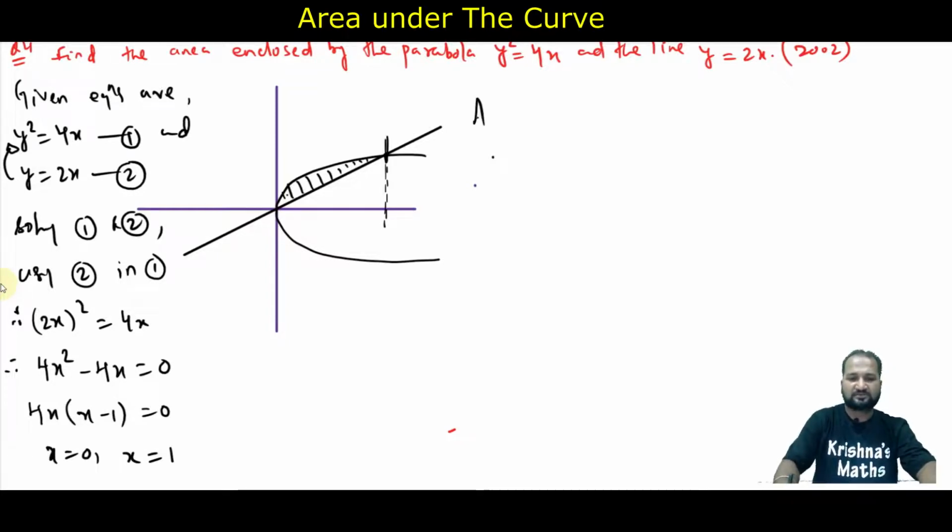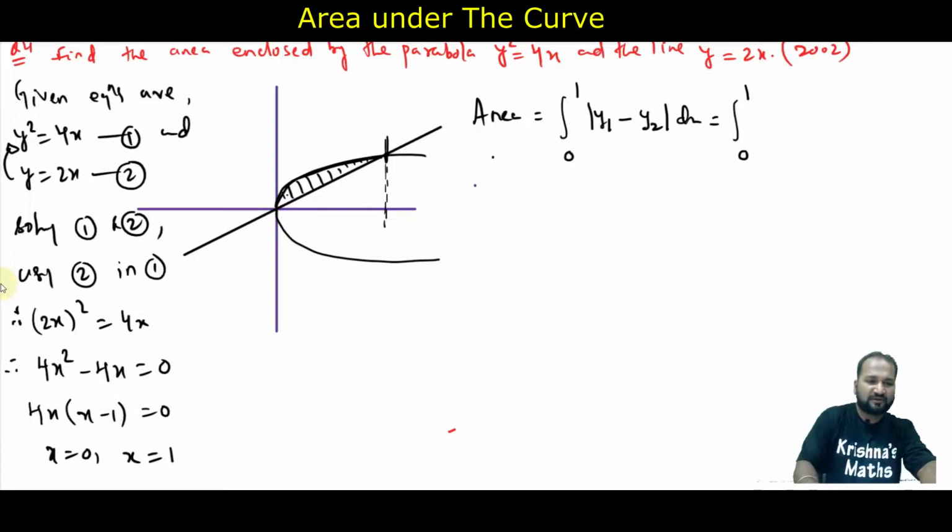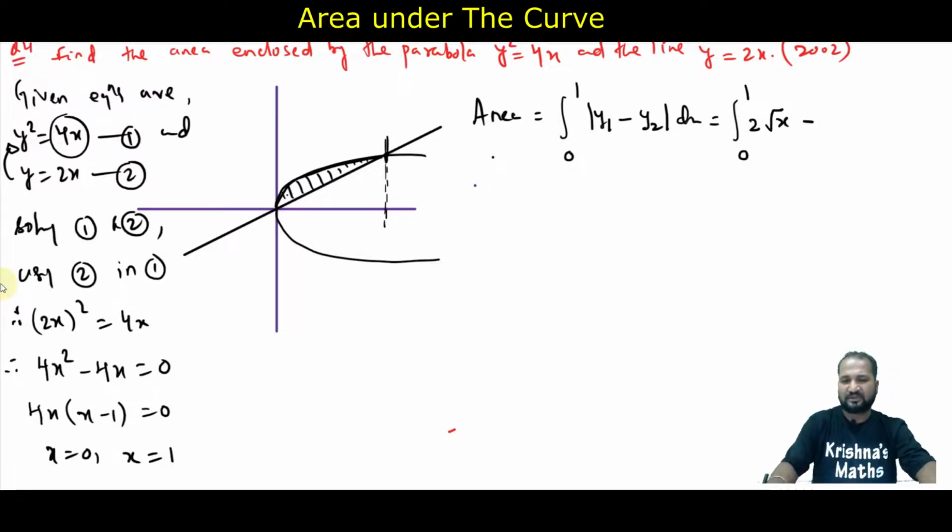So the area is equal to the integration with limits 0 to 1 of y dx, where the upper graph is the parabola. So that is the parabola's y, y1, minus the line's y, y2. This is the area between the graphs. So this is equal to integration 0 to 1 of parabola y: y square is 4x, so y is the root of 4x, meaning 2 root x, minus the line's y, which will be 2x, into dx.